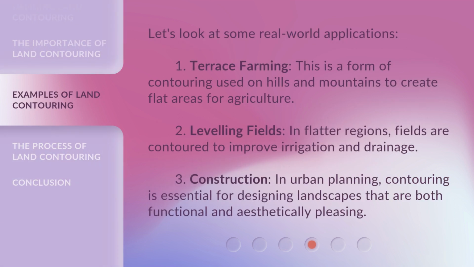Let's look at some real-world applications. 1. Terrace farming. This is a form of contouring used on hills and mountains to create flat areas for agriculture. 2. Leveling fields. In flatter regions, fields are contoured to improve irrigation and drainage. 3. Construction. In urban planning, contouring is essential for designing landscapes that are both functional and aesthetically pleasing.